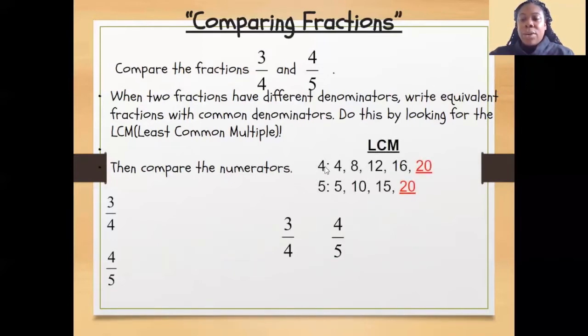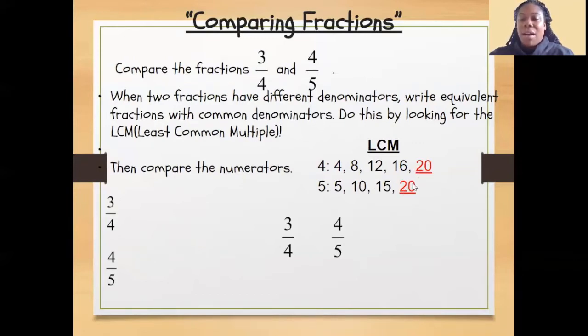And here it goes. I look at my 4, and I'm skip counting, finding the multiples of 4: 4, 8, 12, 16, 20. I also know that 5 is a factor of 20. And so I highlighted this red because I knew 20 would be where I would stop. But let's continue on so we can see if we're right. 5, 10, 15, 20. Yes, we were right.